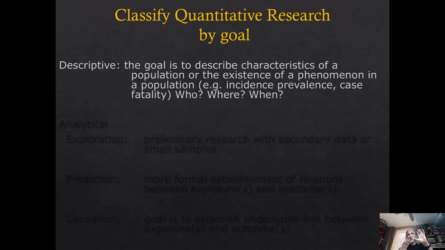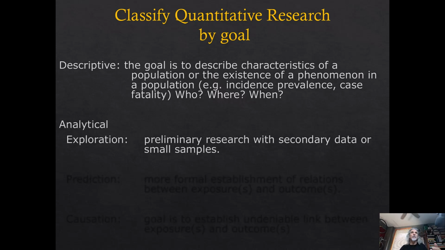Descriptive. So now, descriptive, we're focusing on goal as a perspective. So what is the goal of research? Is it to describe? Okay, so describe. What kind of things do we describe? We describe a characteristic of a population or the existence of a phenomenon in a population. So incidence of disease, incidence of lottery winnings, death, case fatality, and the broad questions we're asking are who, where, when. So we're describing the population, right, or the phenomena.